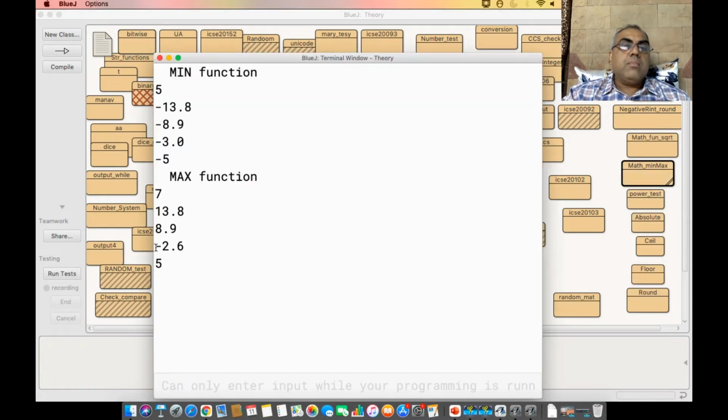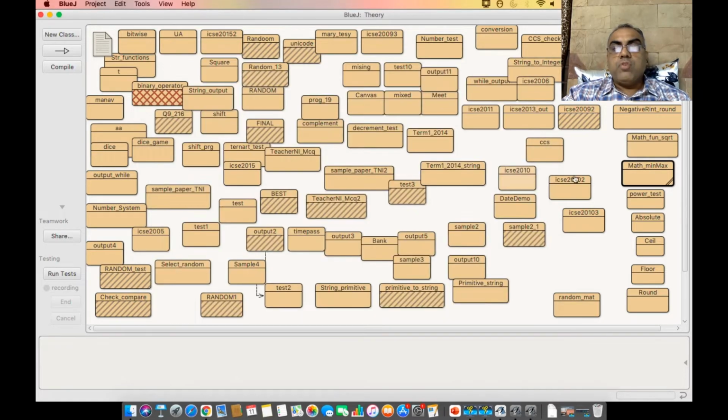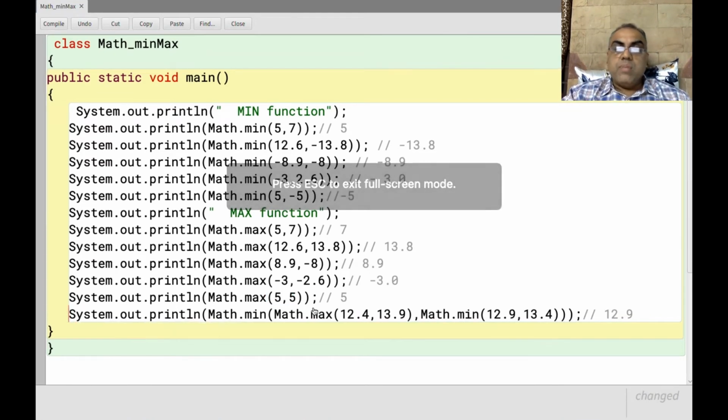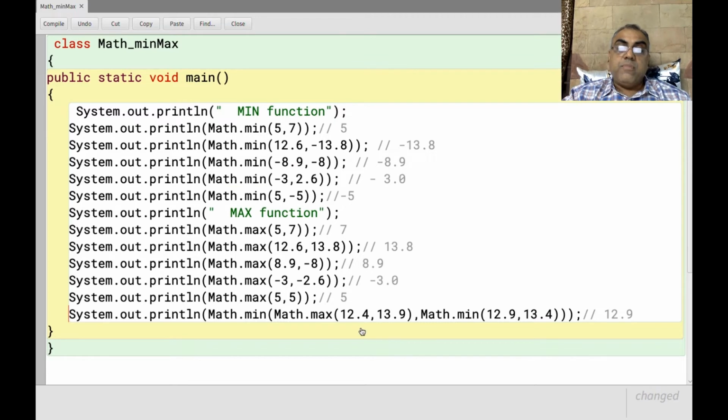You can see here minus 2.6 and 5.0. So I hope you guys have understood. In ICSE, you can be asked a question with multiple functions. So if I have a function inside a bracket, then the inside part will work first.